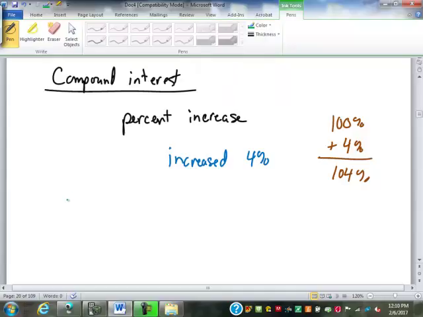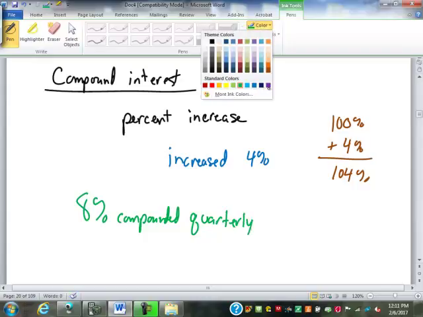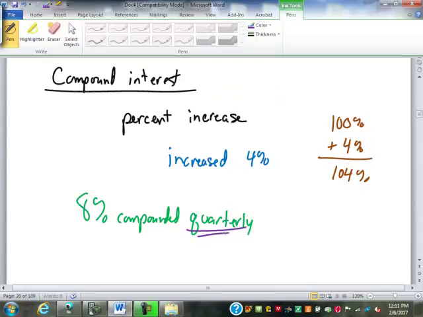Let's say we have an investment that's going to gain 8% compounded quarterly. Quarterly means how many times a year? 4 times a year. Or every 1/4 of a year.